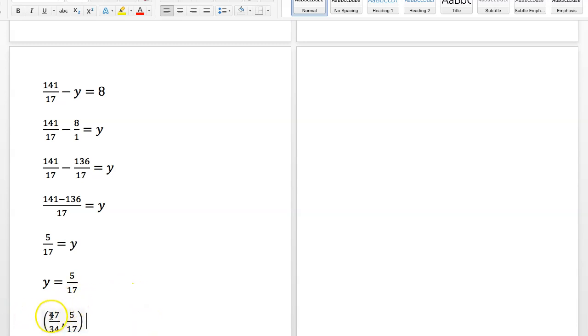Now the x coordinate, remember, we could not reduce it, right? 47 over 34 just didn't agree to reduce. But 10 over 34, it did reduce.